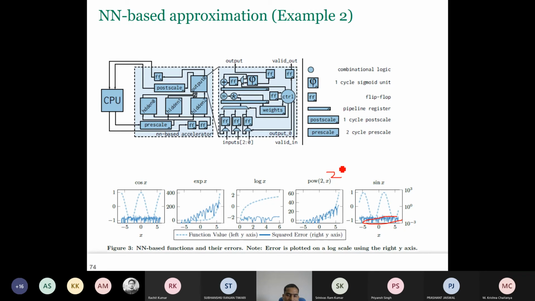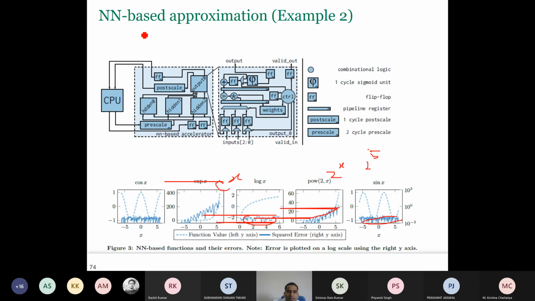For 2 to the power x, the error is now very large. Here you can see, even within the range of minus 5 to 5, as you approach 2 to the power 5, the modeling error approaches 10 to the power 0, which is 1. And once you go past 5, the modeling error becomes very large. For log x, the modeling error is very, very small. For exponential x, e to the power x, it is similar to 2 to the power x. Here also, the error is increasing fast.